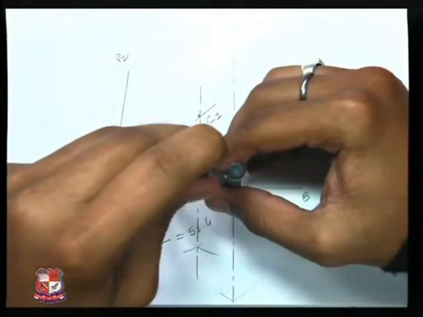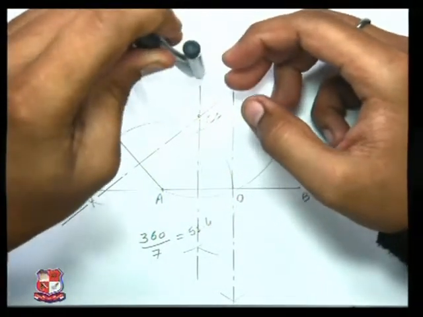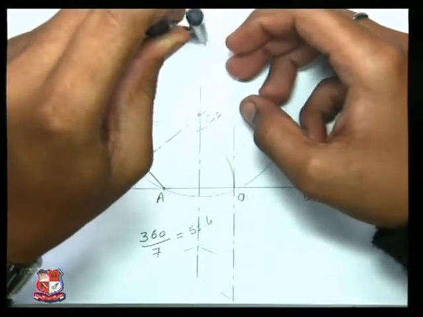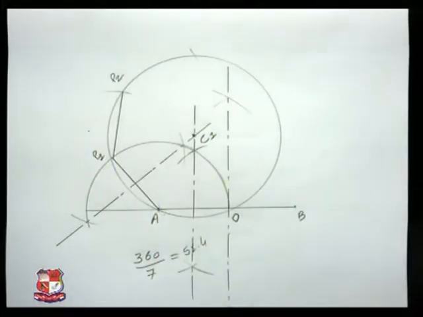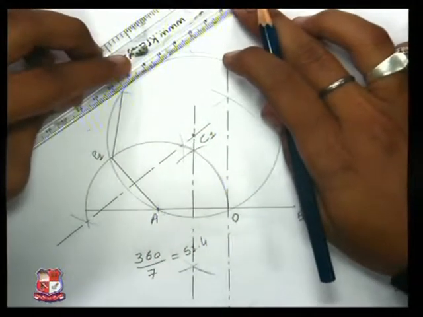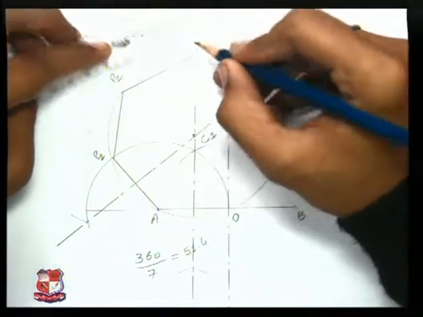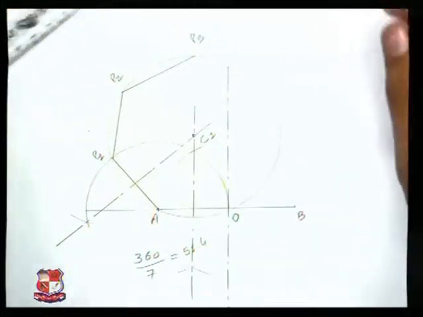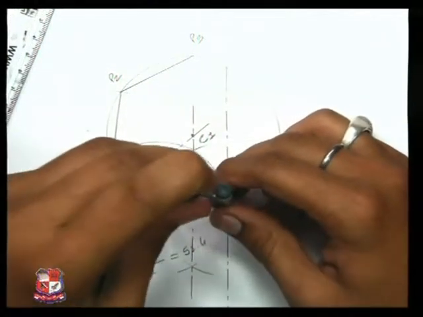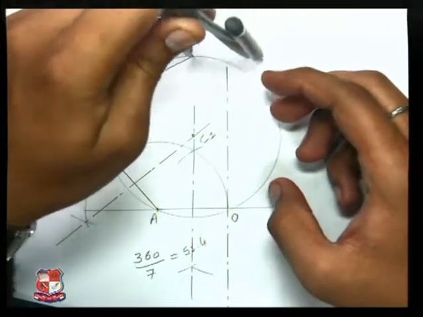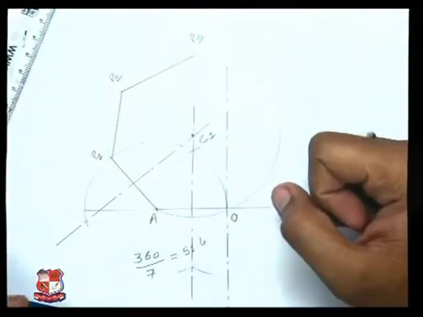Again, OA as radius, P2 as center, and draw an arc on the circle. Call it P3. Again take OA as radius, now P3 as center, and draw an arc.